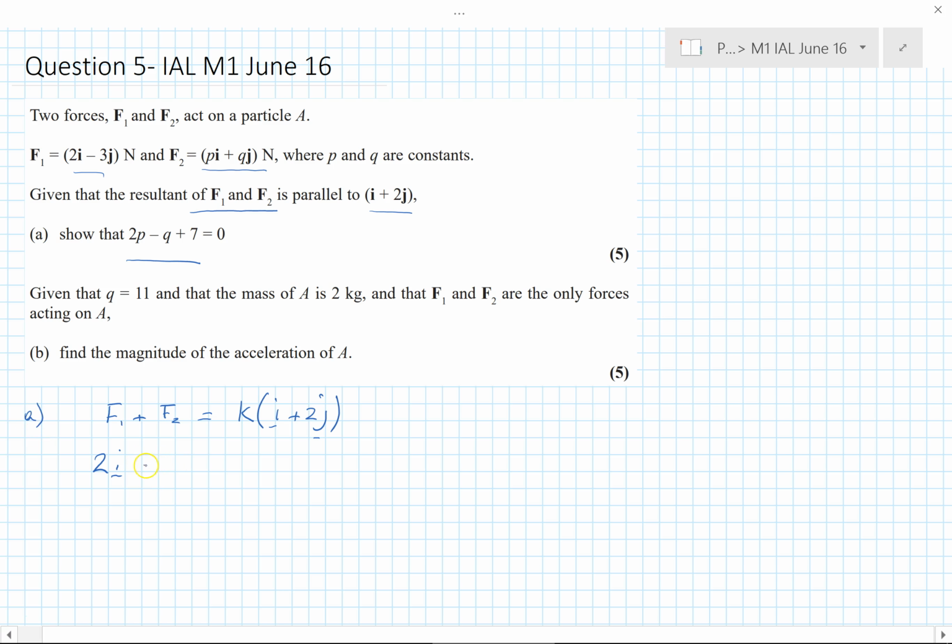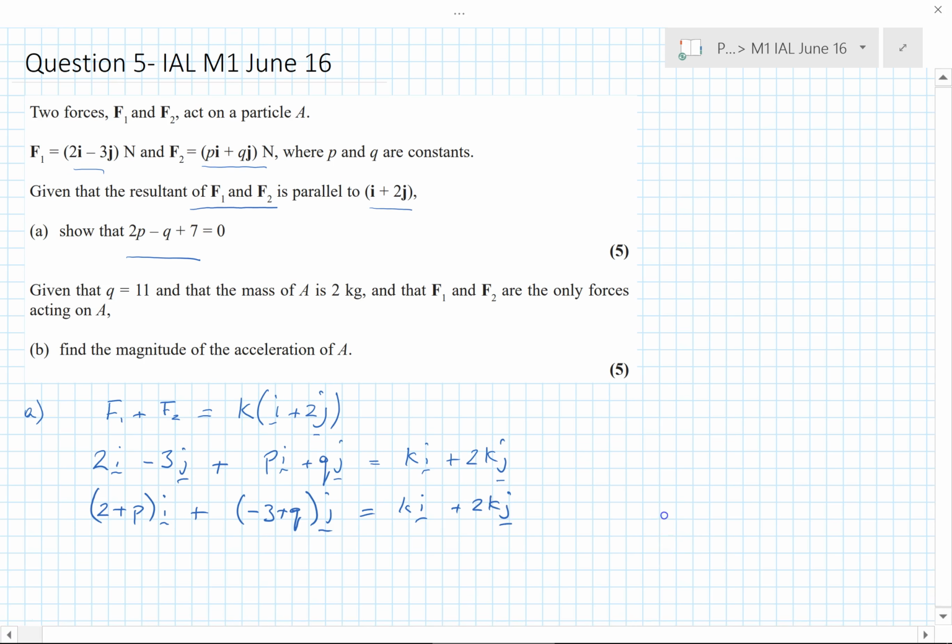So 2i minus 3j plus F2, which is pi plus qj, equals ki plus 2kj. Now you can equate coefficients in a moment. Let's just bring the i's and the j's together on the left hand side. 2 plus p i plus minus 3 plus q j, which is equal to ki plus 2kj.